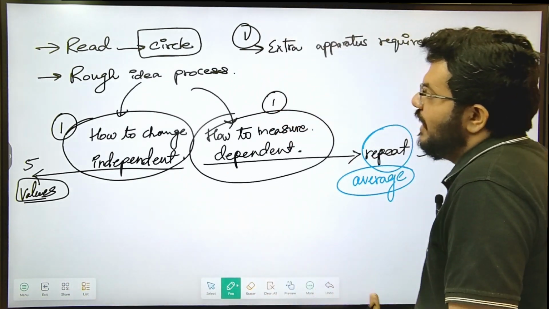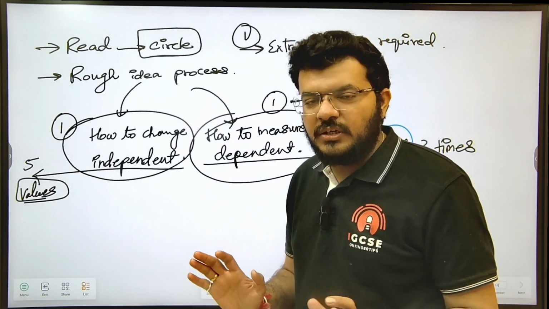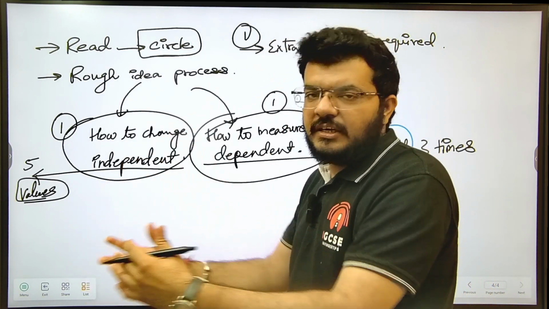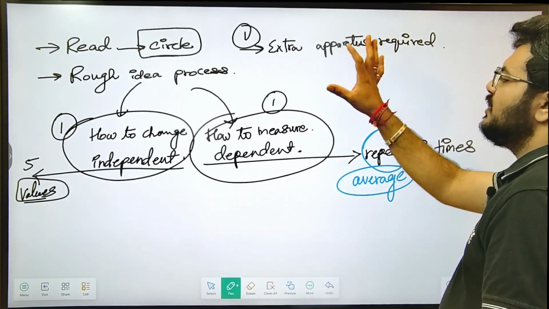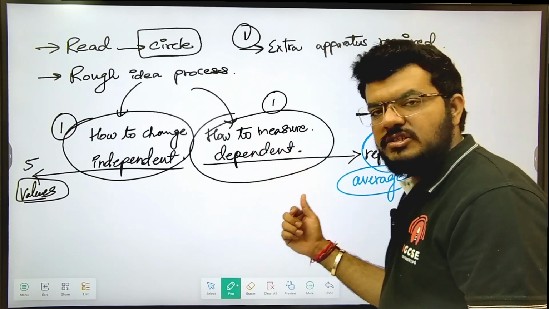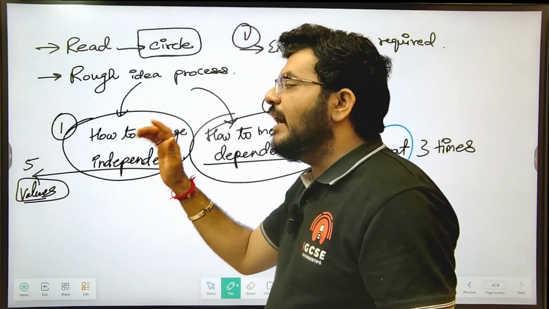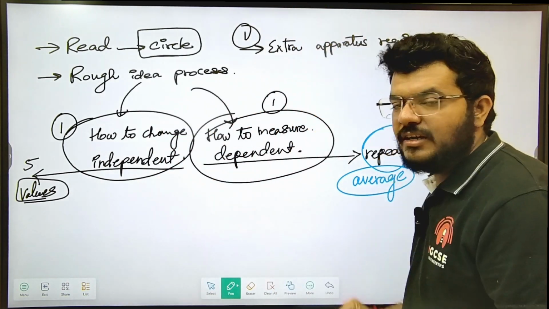So if I say I require an ammeter, I will say within a range of 0 to 5 ampere. It's not compulsory, but it's better if you do that, right? So for extra apparatus required, I can recall and say that okay, I need this thing to measure, so I will need this. I need this thing to change the value, so I need that. So you have to add it here, right?